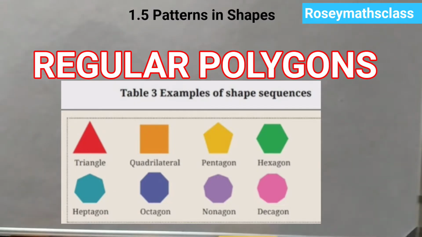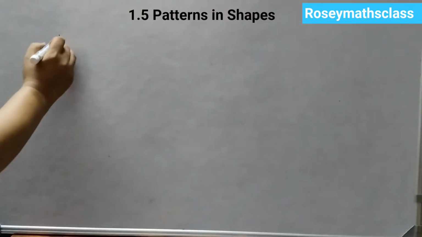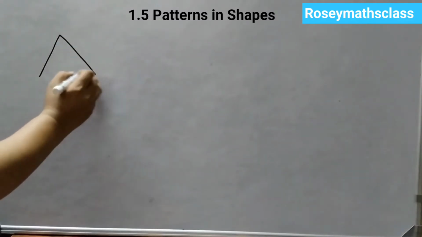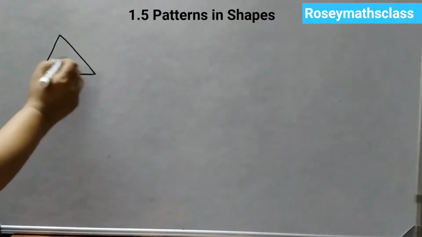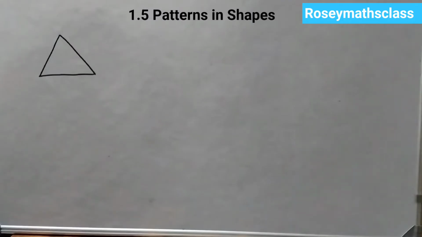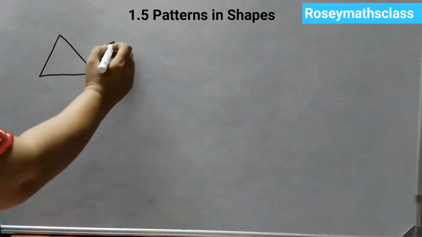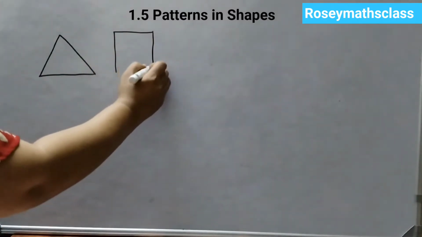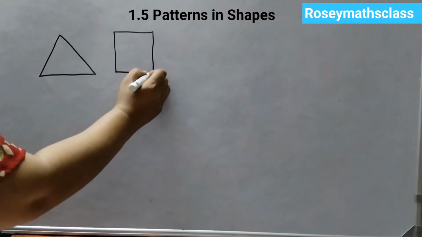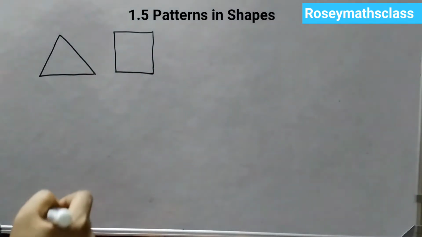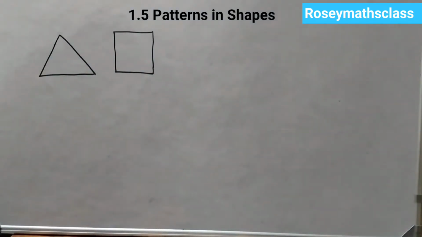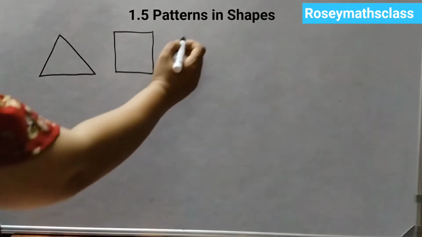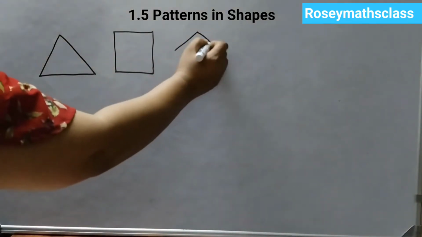We start with a triangle. So this is a triangle with 3 sides. Try to get all the 3 sides equal. The second one is a quadrilateral. That means 4 sides. Again, try to get all the 4 sides equal using a scale. This is a quadrilateral. Next we have pentagon. That means 5 sides. So 5 sides we can draw like this.